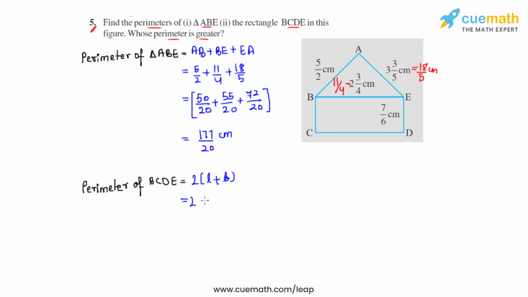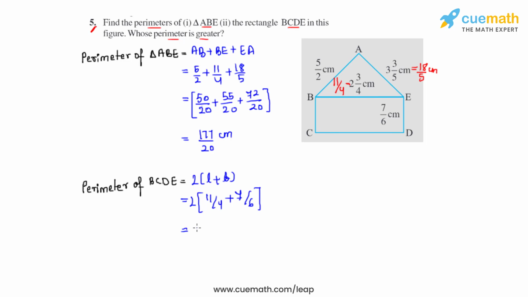So the length of the rectangle BCDE is BE, whose value is 11 over 4. And the width is 7 over 6 as given in the figure. So we'll just add these two. But before we add, we again see that these two are unlike fractions. We'll have to make them like and then add.